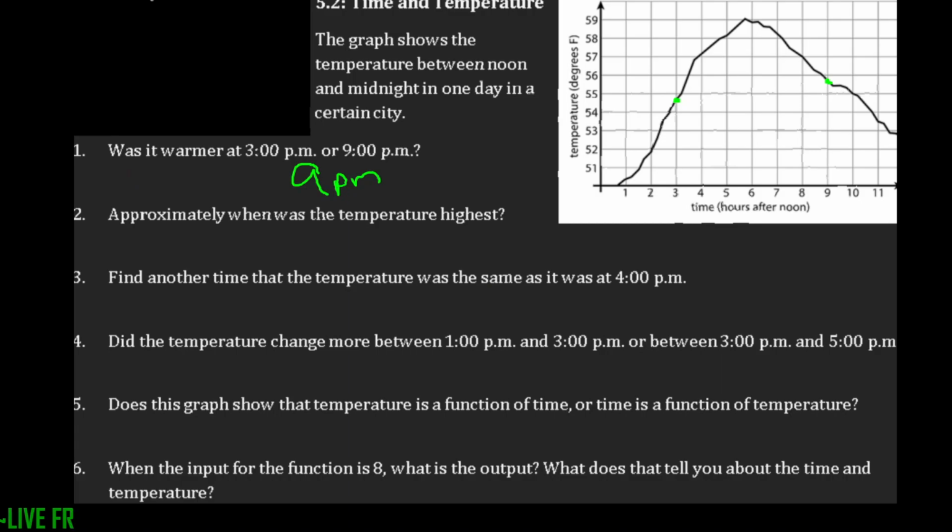The next part, it says approximately when was the temperature the highest. So if we trace along the graph, find where it's at its peak, we can say, it's about right here, which is in between 5 and 6. So we can say it's about around 5:45 p.m.